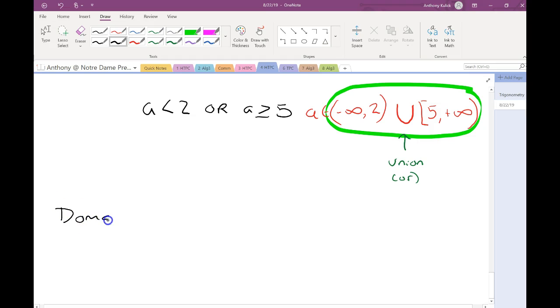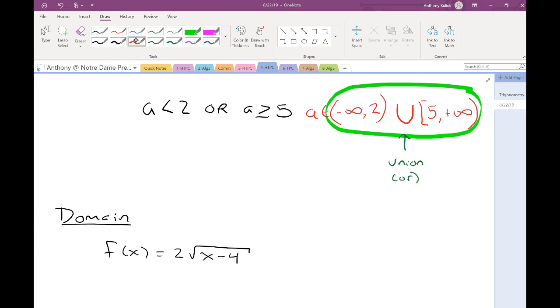Next thing we're going to talk about is domain. So let's look at a couple of examples here. Now, in regard to domain, there's kind of two different domains we can talk about. There's an implied domain and then a relevant domain.